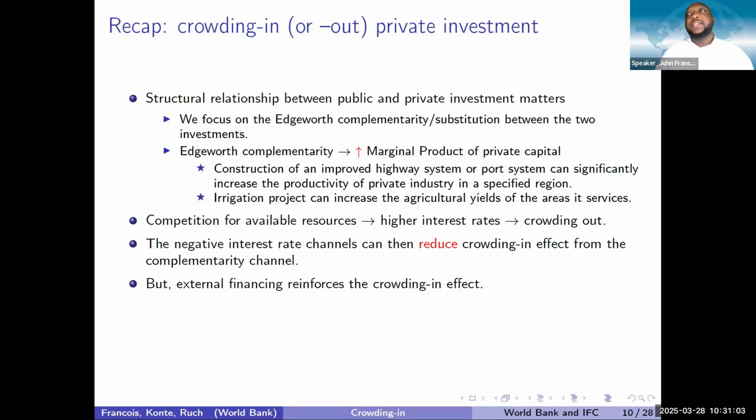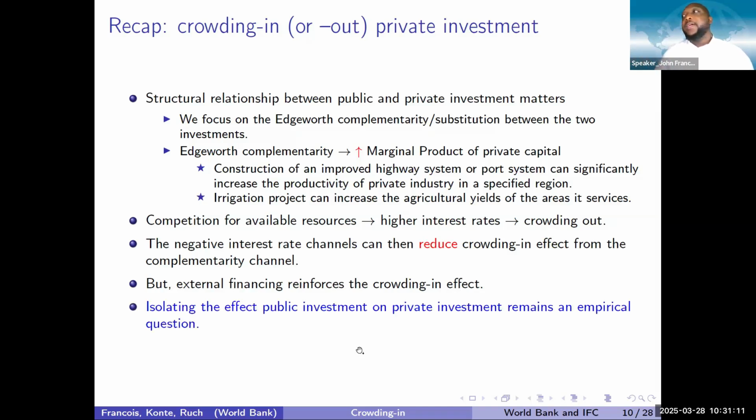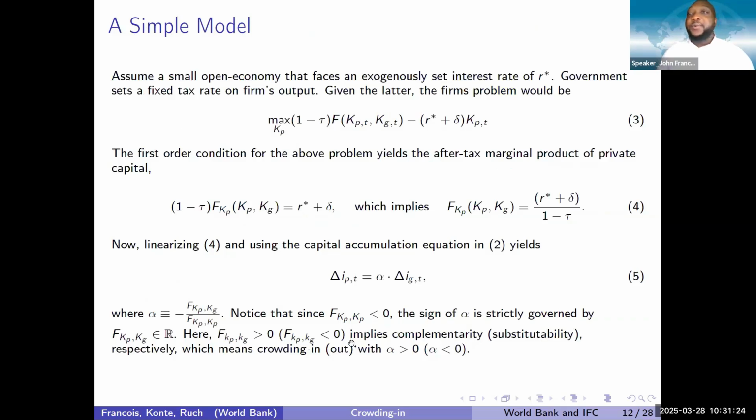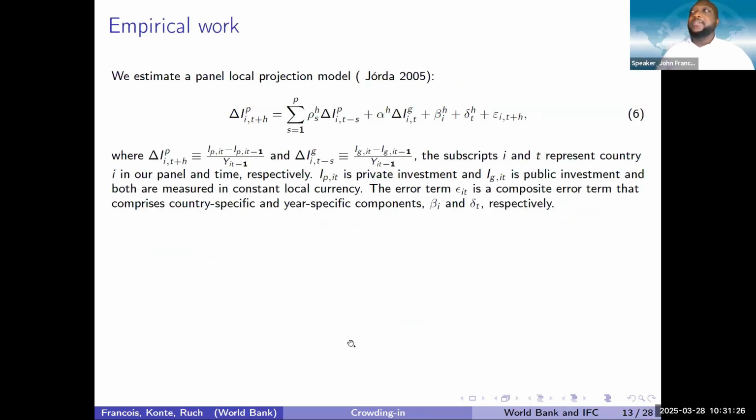But like I mentioned, external financing tends to reinforce the crowding in effect if it has this grant element in it. Okay. So isolating the effects of public investment and private investment remains an empirical question, which we try to focus on in our work. Okay. So this is the simple model that we use. I'm going to skip the model and just go to the empirical work that is behind the results.